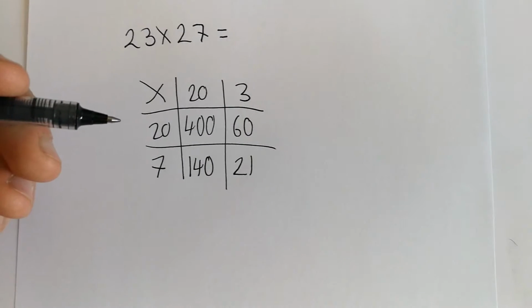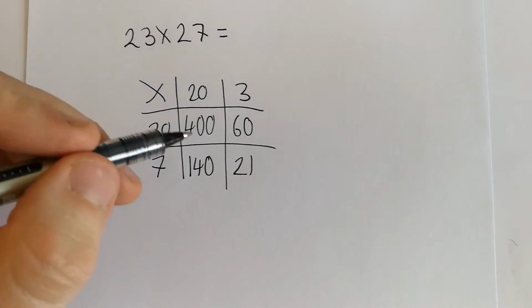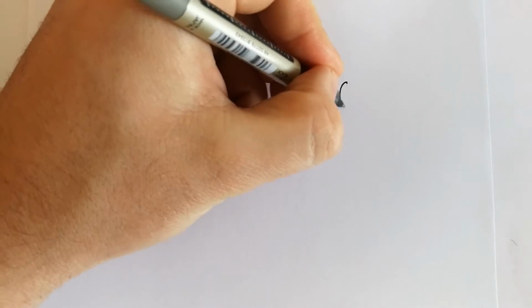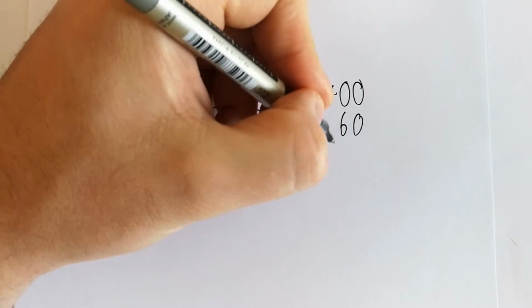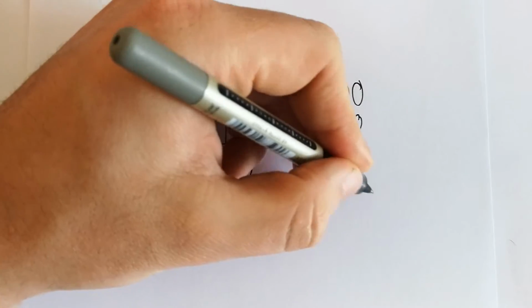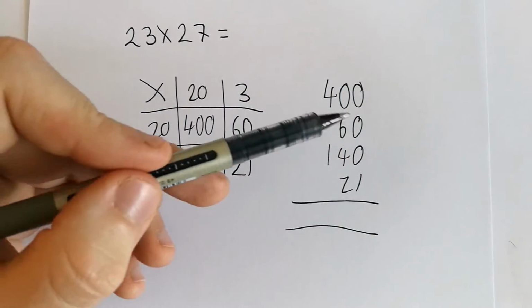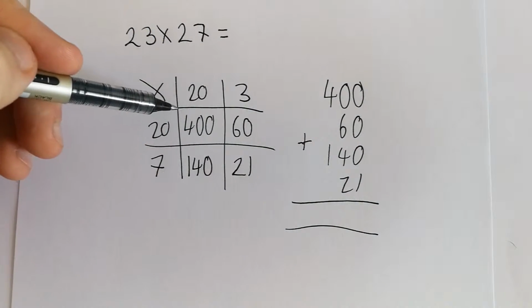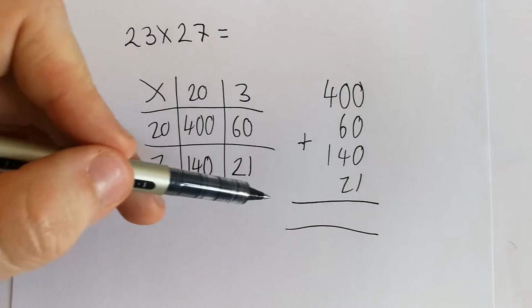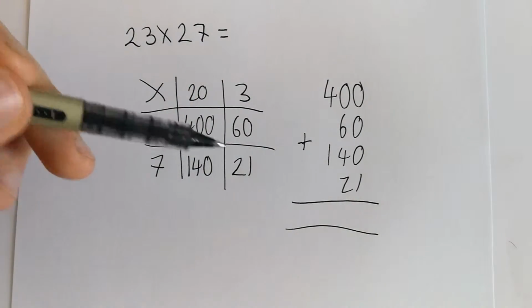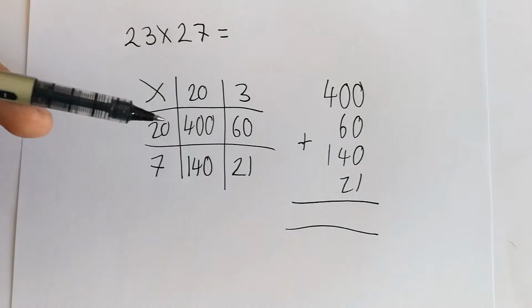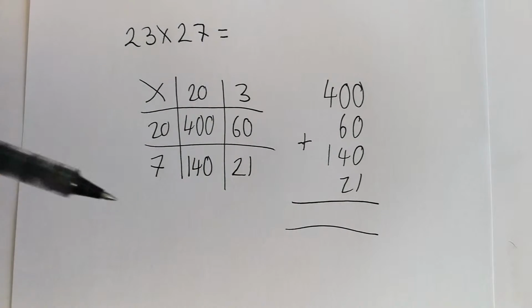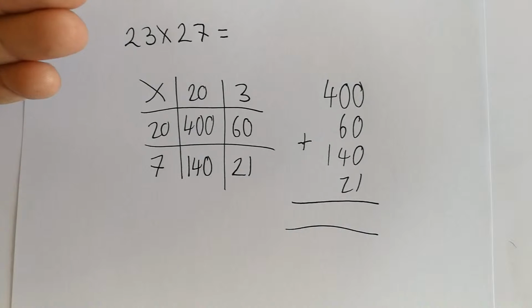Once we've got our numbers, knocking the table out, we just add our numbers up. So we've got 400, 60, 140, and 21. And it doesn't matter which order you do this adding up, but you need to make sure you get all these 4 numbers in. Later on, we'll look at ones where you might have to add 6 numbers together. Now, the important thing is make sure you get all of them. It doesn't make a difference. Just think about it. If you got 2 plus 3, which is 5, or 3 plus 2, which is 5, the order you do those in doesn't make any difference.